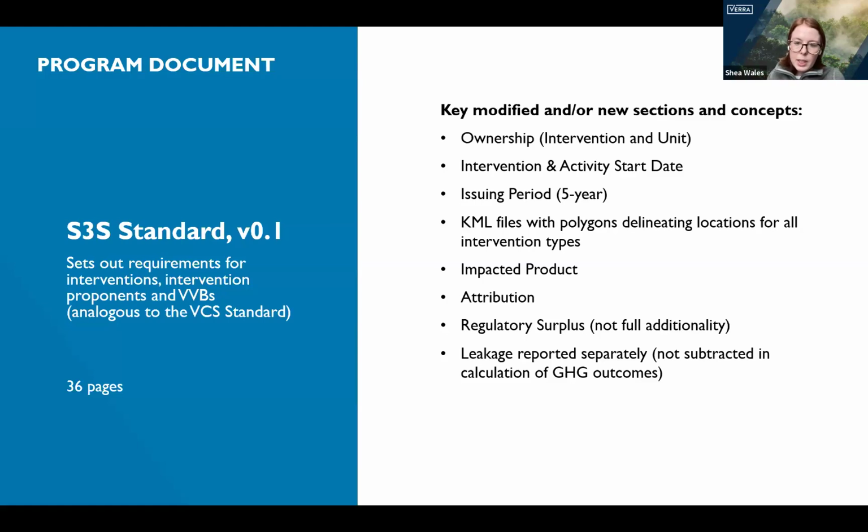And then lastly, we have leakage being reported separately in our program. So the quantification of leakage will really remain the same as in the VCS program, but leakage will be reported separately. And that means that leakage is not deducted when GHG outcomes are being calculated, as it would be when net ERRs are being calculated in the VCS program. So that's a pretty big difference as well. Next slide, Luca.